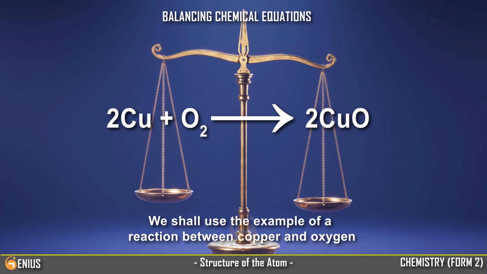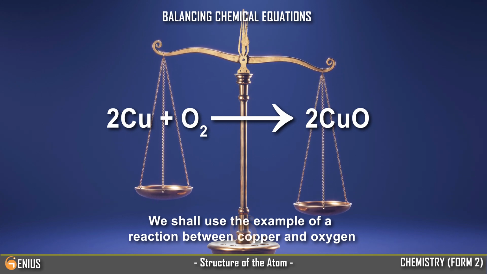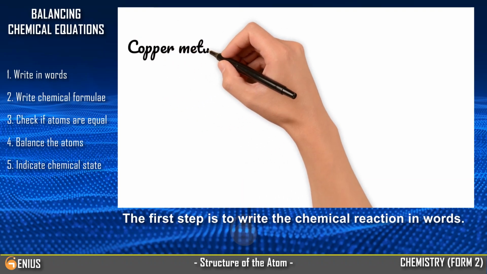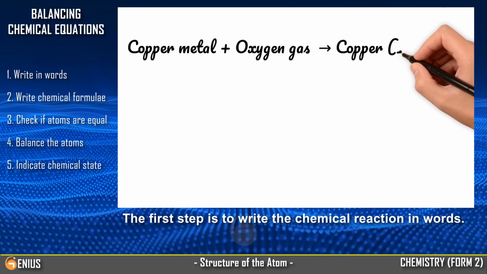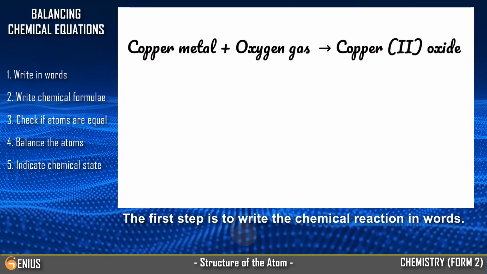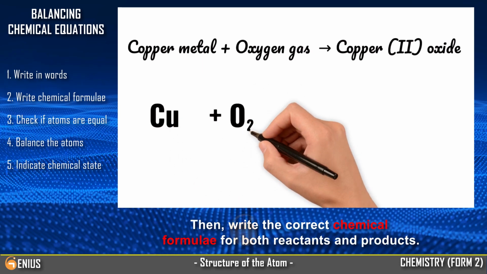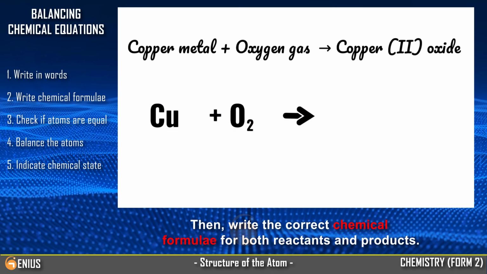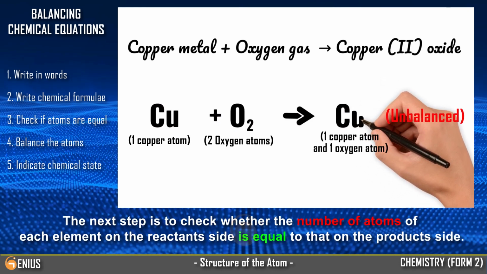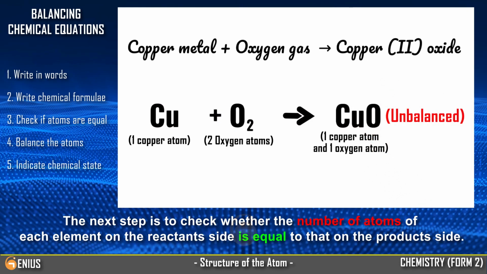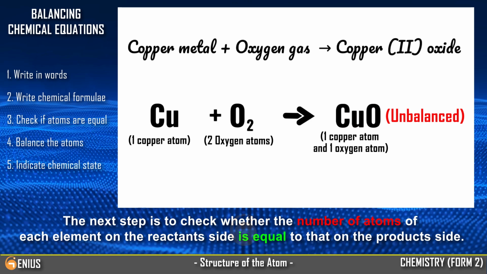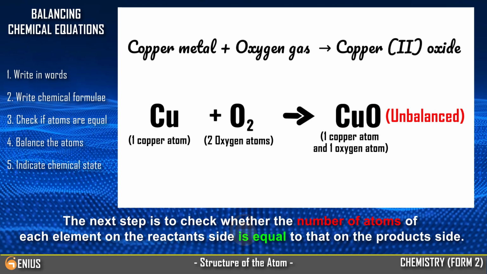We shall use the example of a reaction between copper and oxygen. The first step is to write the chemical reaction in words as shown. Then, write the correct chemical formulae for both reactants and products as shown. The next step is to check whether the number of atoms of each element on the reactant side is equal to that on the product side.